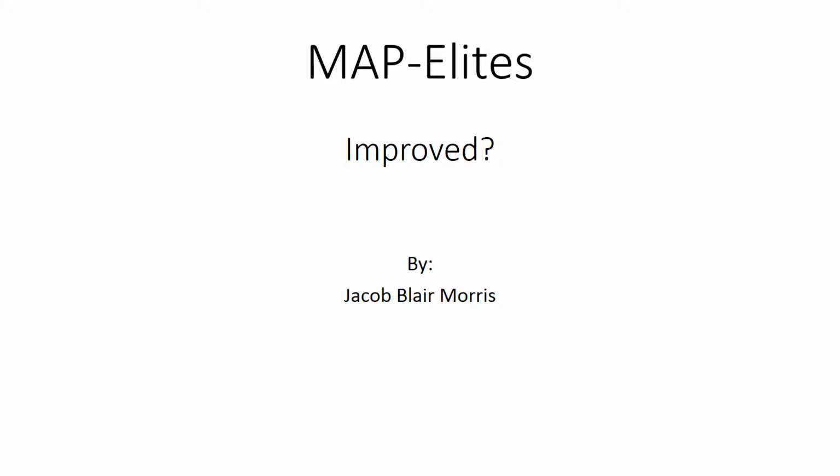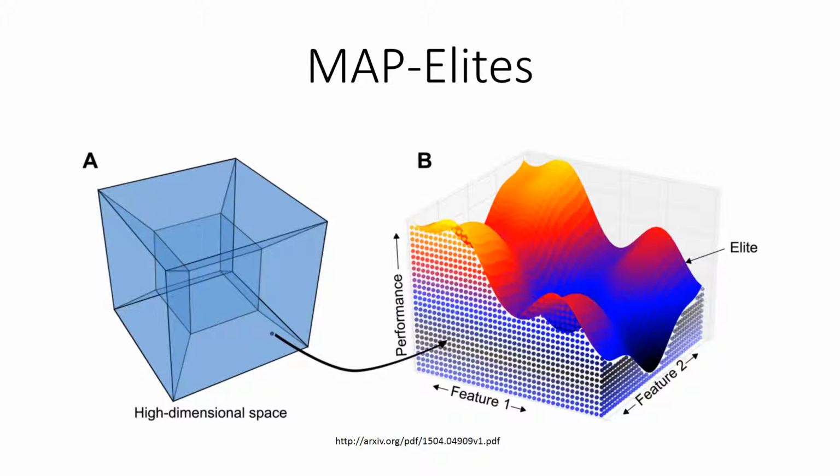Hi, my name is Jacob Morris, and this is my final presentation video on potential improvements to the Map-Elites evolutionary algorithm. Map-Elites is a relatively new evolutionary search algorithm, and unlike previous algorithms, it highlights the trade-offs of performance across various dimensions of a defined feature space.